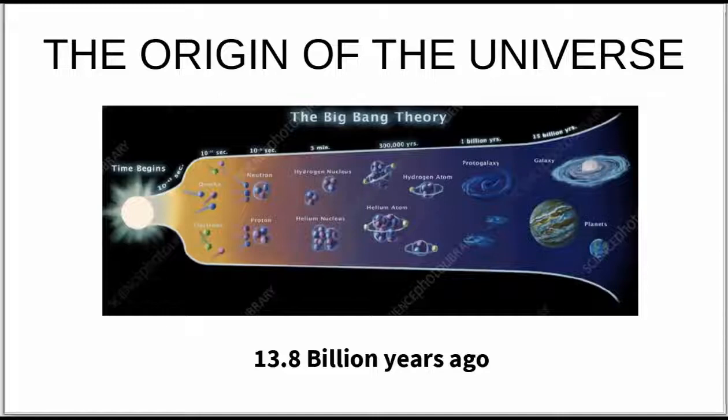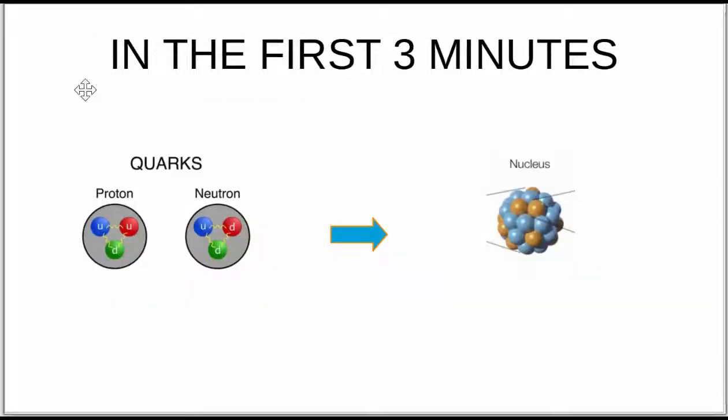Let's take a look at the beginning. In the first 3 minutes after the Big Bang, there were some minute particles called quarks. And these quarks come in two types. One that is called up quarks and the other one is called down quark. Those quarks can get together. So if you have two up quarks and one down quark that get together, they form a particle that is called a proton. And if two down quarks and one up quark get together, they form a particle called the neutron.